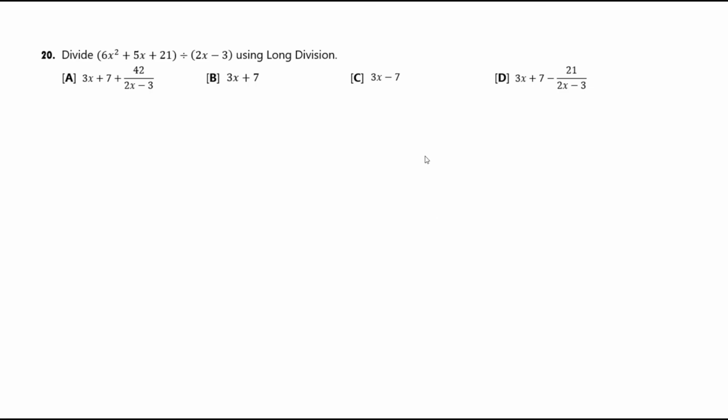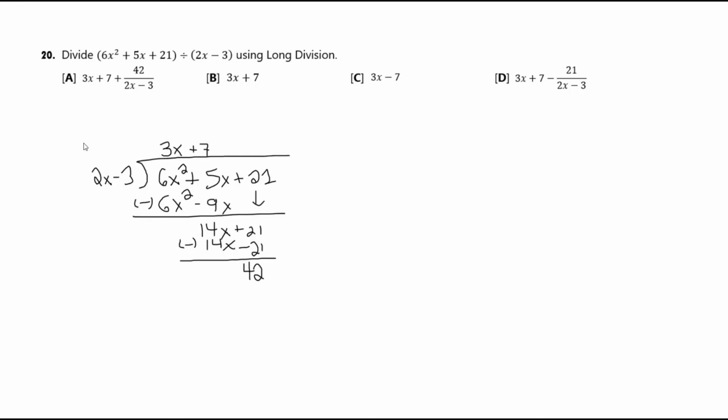So for number 20, we're going to use long division to do this, since that's what the directions specify. We're going to put 2x minus 3 on the outside and 6x squared plus 5x plus 21 on the inside. So 2x times 3x gives us 6x squared. Therefore, this top part has to be 3x. 3x times 2x is 6x squared. 3x times negative 3 is negative 9x.